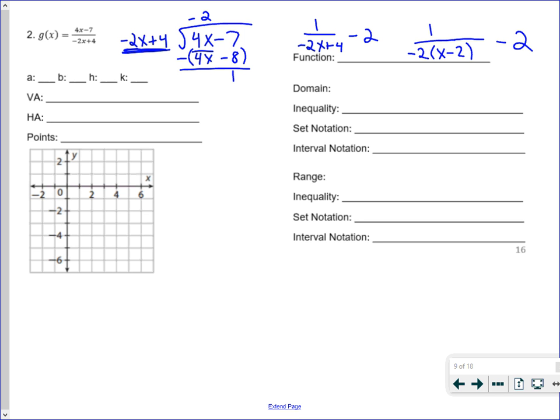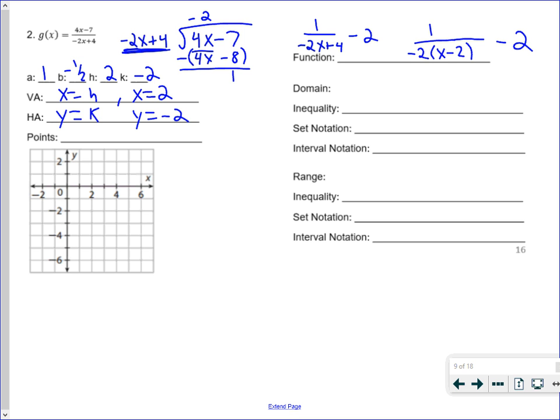Now, this is a form that we're familiar with and that we can use to graph our function. Our a value, we're not multiplying anything with the whole fraction, so a is 1. Our 1 over b is negative 2, so our b will be negative 1/2. Our h is positive 2, and our k is negative 2. Our vertical asymptote, remember that's x equals h, so in this case, x equals 2. Our horizontal asymptote is y equals k, or y equals negative 2.